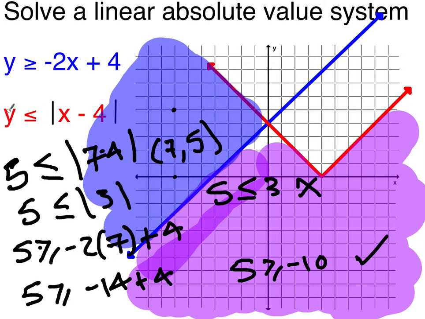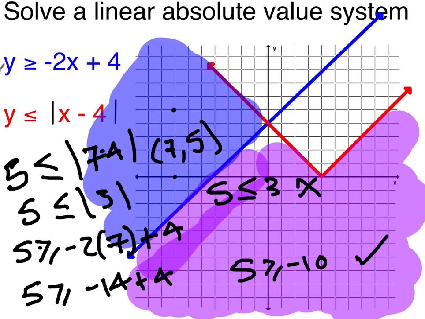So let's think about this. This is saying the y values that are less than or equal to x minus 4. Do I have that shaded correctly? Below the red. Yes, all of this stuff. The blue and the purple combined is what's below the red. And then the y's that are greater than or equal to negative 2x plus 4. So I've shaded correctly. There must be something wrong with one of my lines.